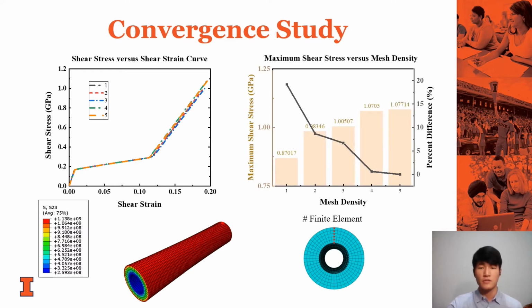The graph on the right shows the maximum shear stress at different mesh densities. The bar graph shows the actual shear stress values, and the black line graph shows the percent difference in the values. Usually a percent difference less than 5% is considered safe, thus the optimal mesh density is 5 in this case. Convergence study for other types of actuators were also conducted in a similar manner.